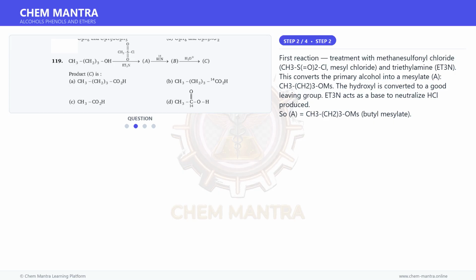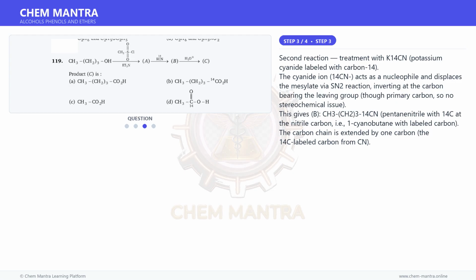Moving on to the next step. First reaction, treatment with methanesulfonyl chloride, CH3SO2Cl, and triethylamine, Et3N. This converts the primary alcohol into a mesylate, CH3(CH2)3OMs. The hydroxyl is converted to a good leaving group. Et3N acts as a base to neutralize the HCl produced. So, A is CH3(CH2)3OMs, butyl mesylate.